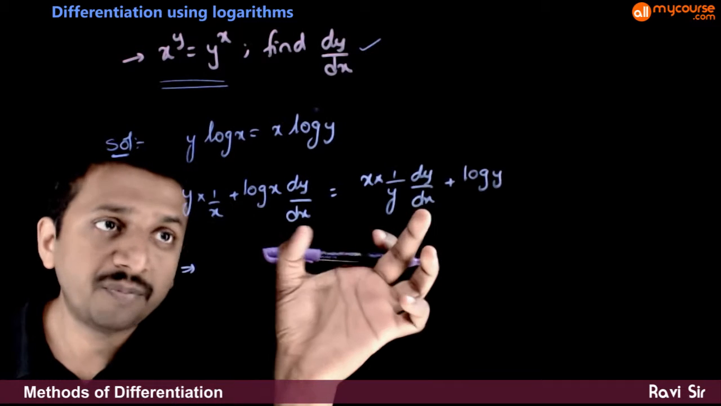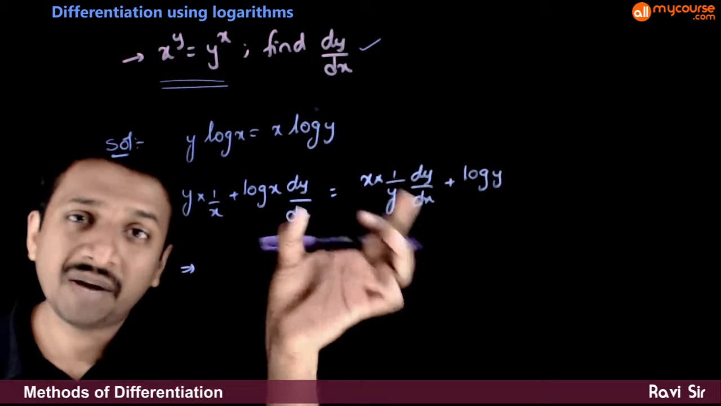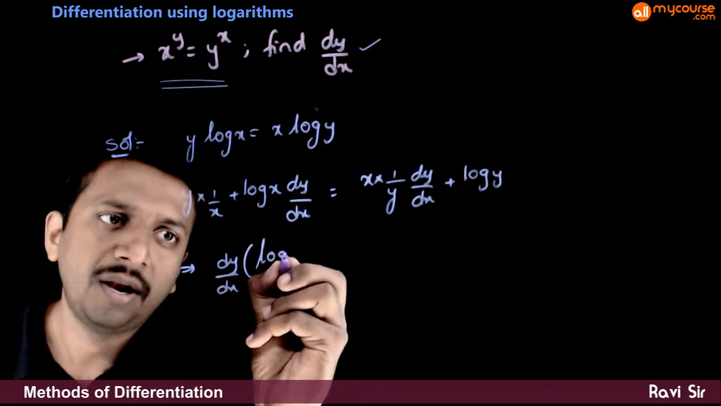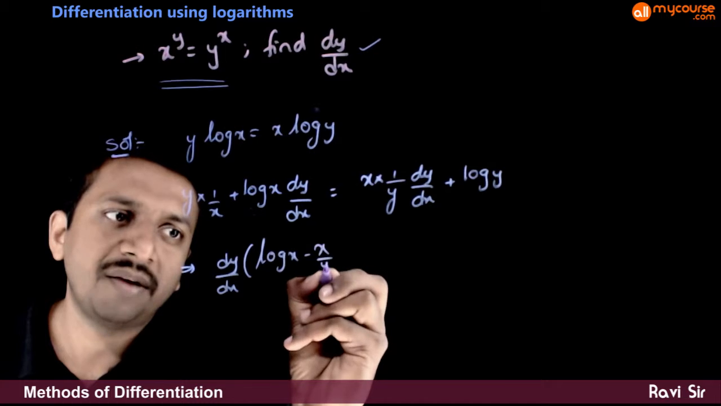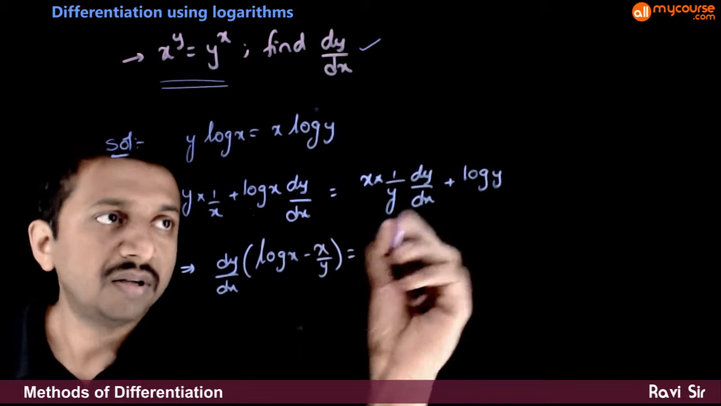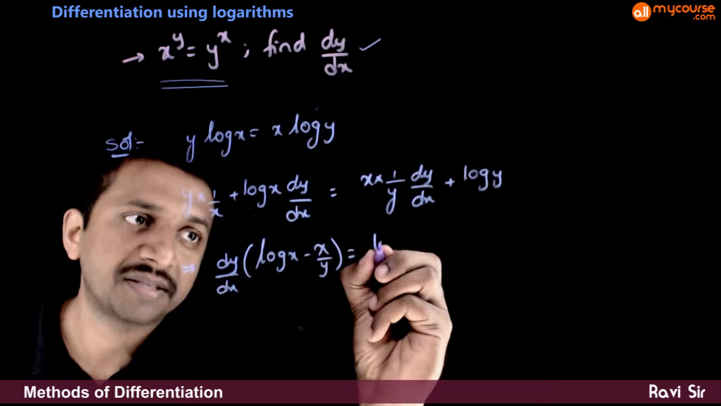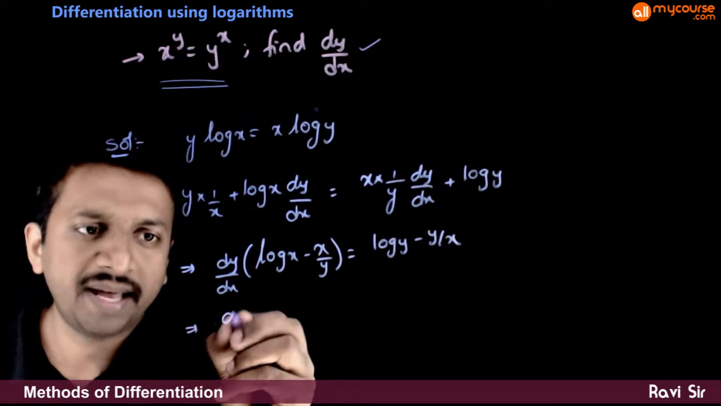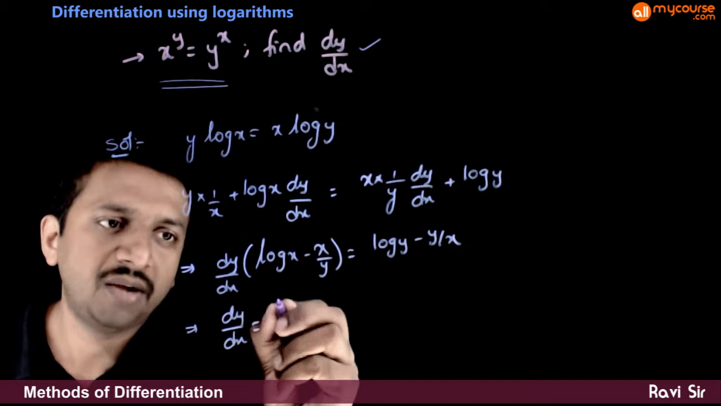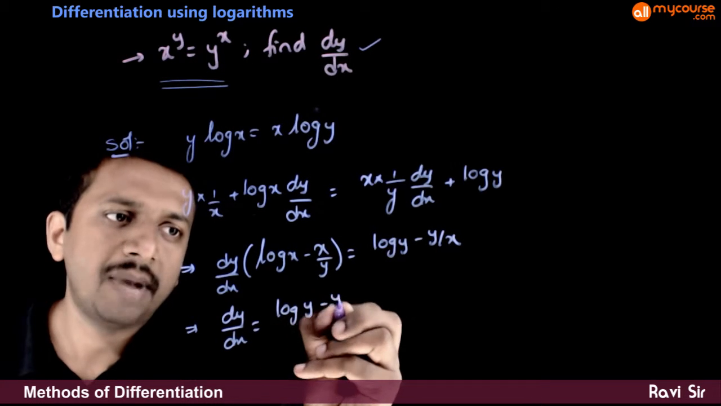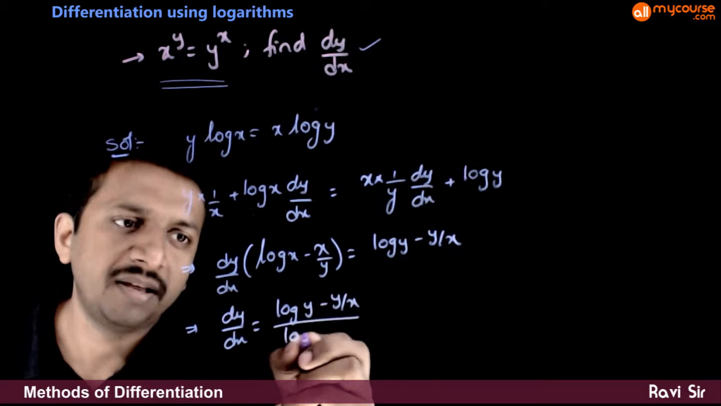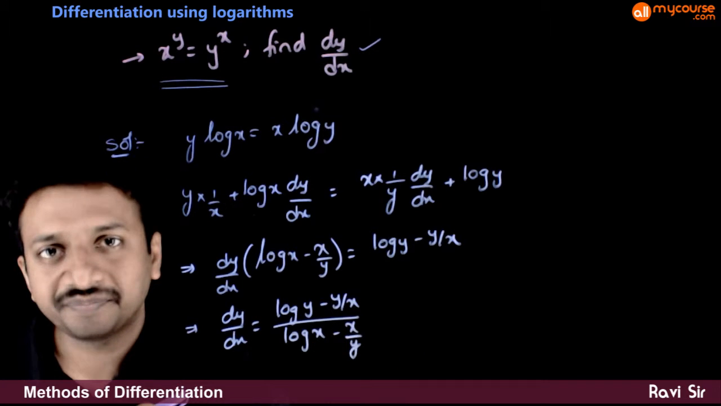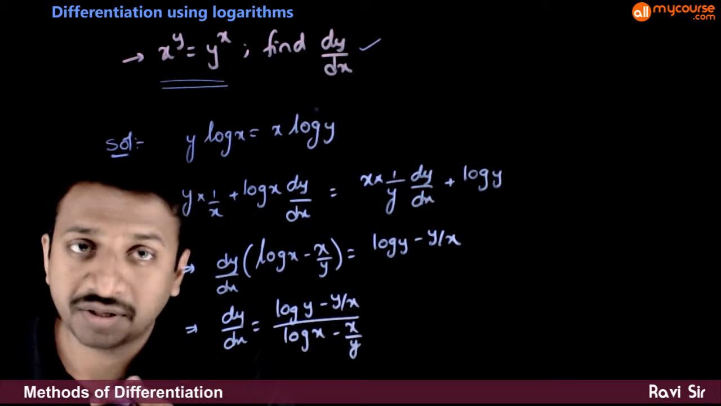This implies, if you bring the terms containing dy by dx onto one side, dy by dx times (log x minus x by y) is equal to log y minus y by x. So this implies dy by dx is equal to (log y minus y by x) divided by (log x minus x by y). If you want, you can also take the LCM.